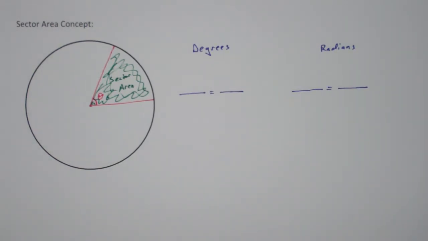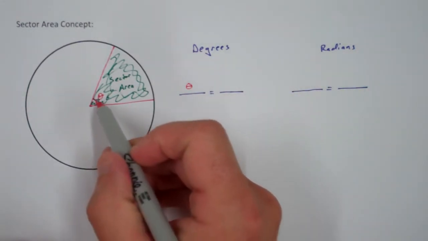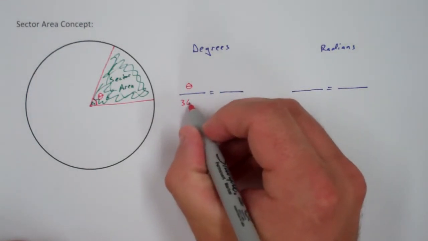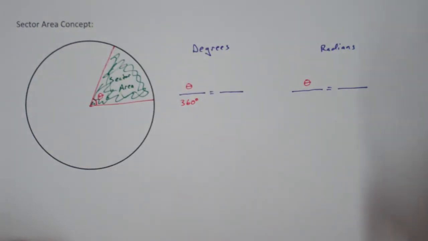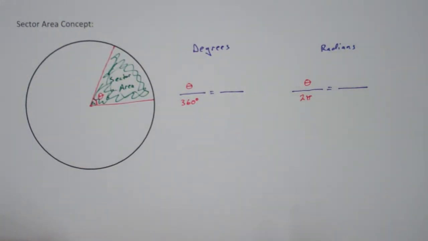And to figure this one out, we're still going to set up the same proportion. Remember, on the left-hand side, we're going to have theta, whatever the angle measure is, and then all the way around, or the whole, would be 360 degrees. If we're using radians, the angle can be in radians, but then all the way around, what we're comparing that to has to be 2 pi.